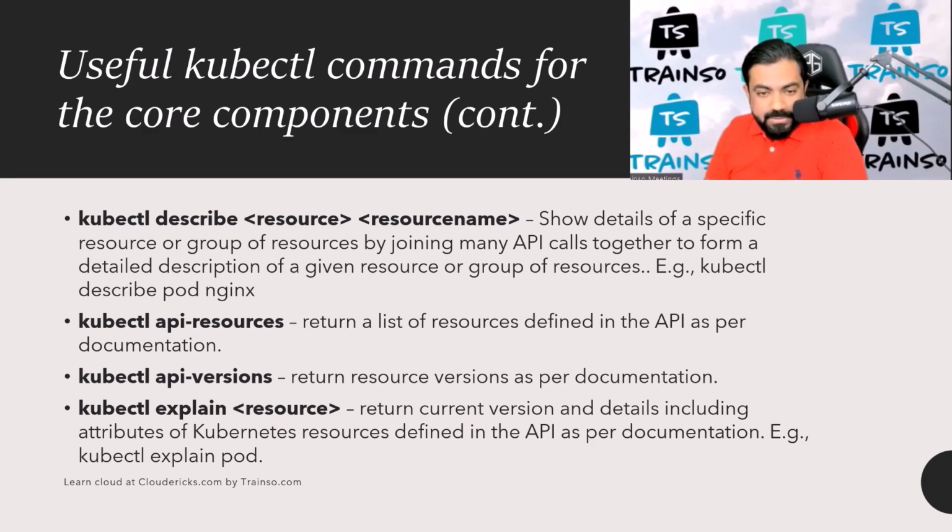Kubectl api-resources returns a list of resources defined in the API as per documentation. Kubectl api-versions returns resource versions as per documentation. And kubectl explain resource. For example, kubectl explain pod returns current version and details, including attributes of Kubernetes resources defined in the API as per documentation. So in the hands-on lab, please try to experiment with all of these.